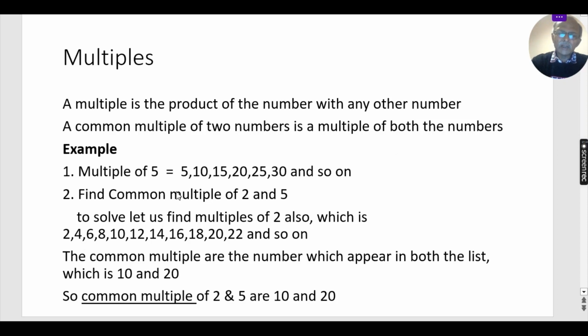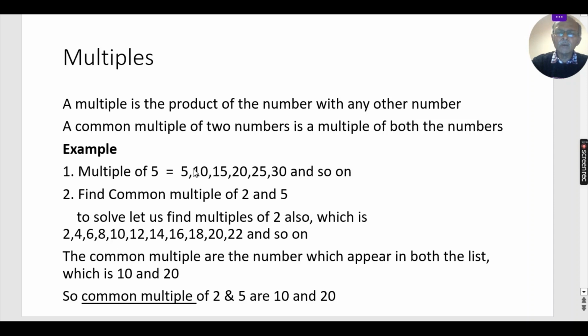Now similarly the multiples of 2 will be 2 into 1 is 2, 2 into 2 is 4, 2 into 3 is 6, 2 into 4 is 8, 2 into 5 is 10 and so on. We can continue with it as long as we want. Now to find the common multiples of 2 and 5, we have to look at the tables, these multiples of 5 and 2. So what are the common numbers? The first common number which I can see is this 10 and then 10 here.